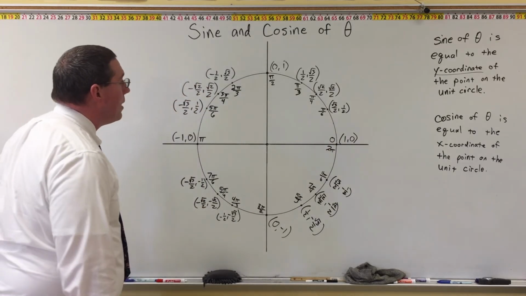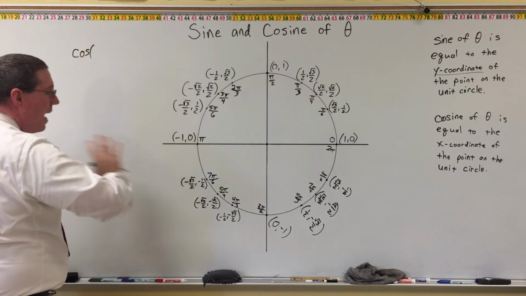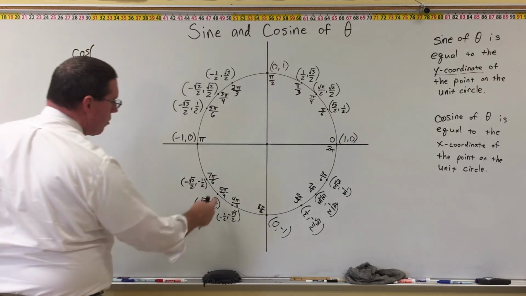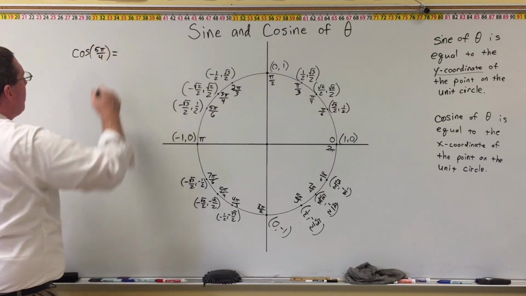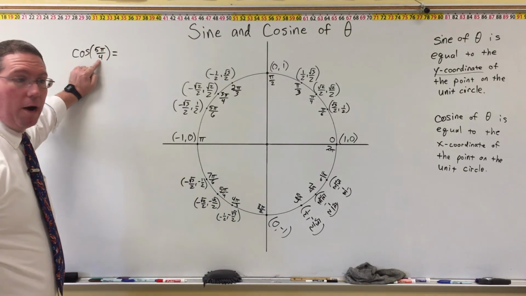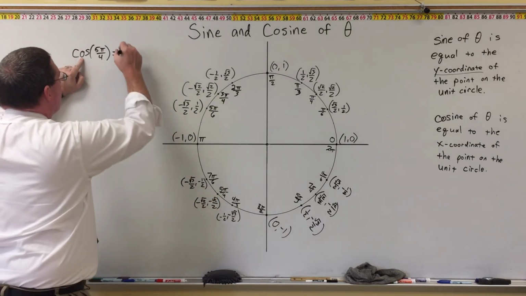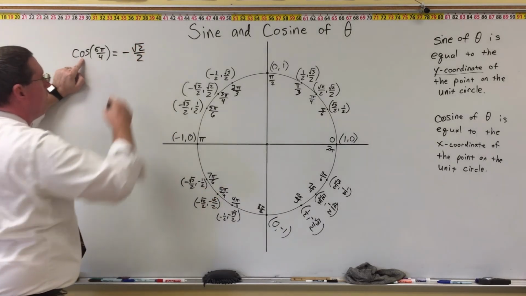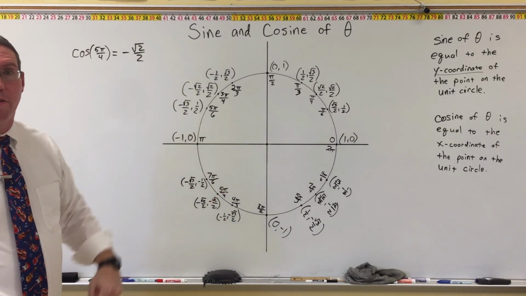So now what we can do is we can basically answer, well, what is cosine of any one of these? So let's say, what is cosine of 5 pi over 4? And all we'd have to do now is go to the 5 pi over 4 angle right there and look at the x-coordinate, which is negative square root of 2 over 2. So the answer is negative square root of 2 over 2. That is the answer. Now we are done. We can move on to the next question.